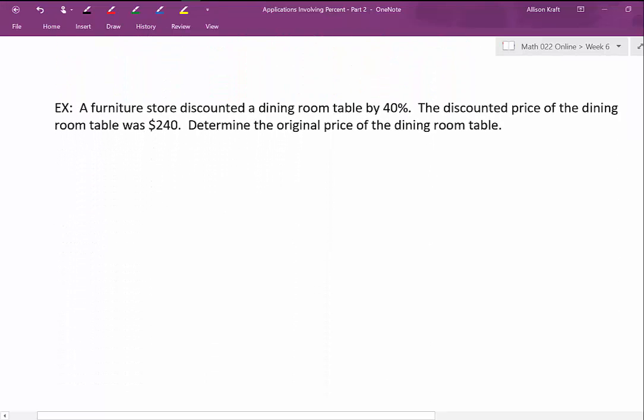A furniture store discounted a dining room table by 40%. The discounted price of the dining room table was $240. We want to determine the original price of the dining room table. The sale price is the original price, which is the unknown for us, minus the discount amount.